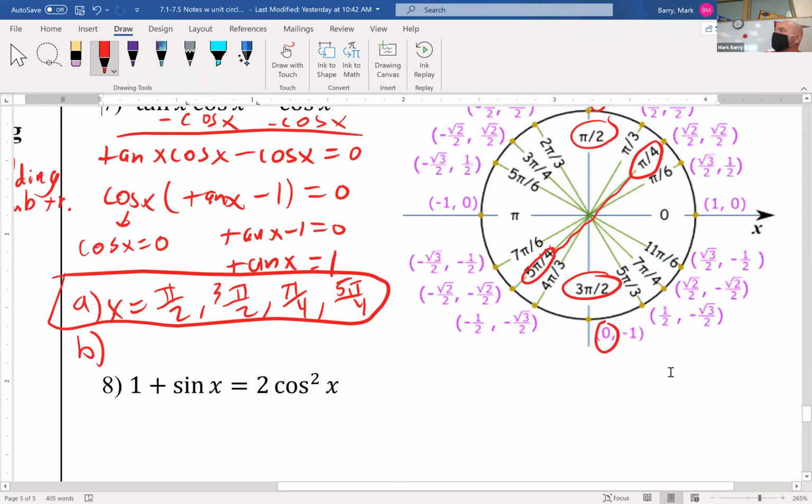All right, are any of those answers diameter buddies? The answer is actually yes, they both are. Pi over 2 is diameter buddies with 3 pi over 2. You can see I can connect them with a straight line that goes in the middle of the circle. And then pi over 4 is diameter buddies with 5 pi over 4. I'm not surprised about pi over 4 and 5 pi over 4 because they came from a tangent, right? And I said tangent always creates diameter buddies.